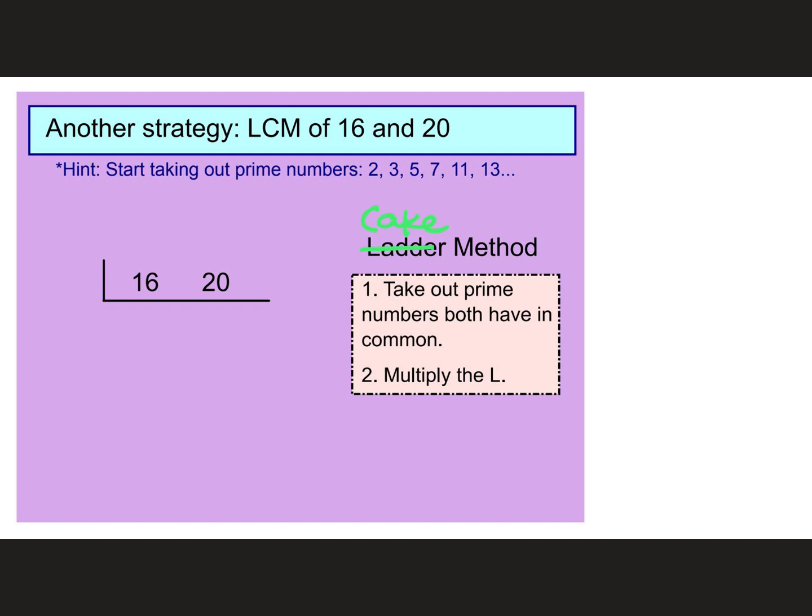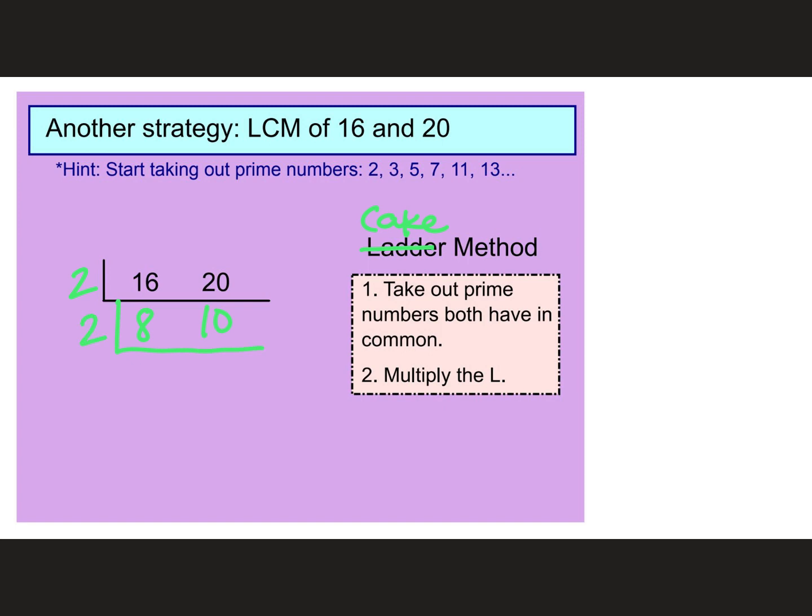So for 16 and 20, they're even, so I know they can both be divided by 2. 16 divided by 2 is 8. 20 divided by 2 is 10. You also might have started with 4. Then you look and see, can 8 and 10 be divided by anything? Yes. So I'm going to add another layer.